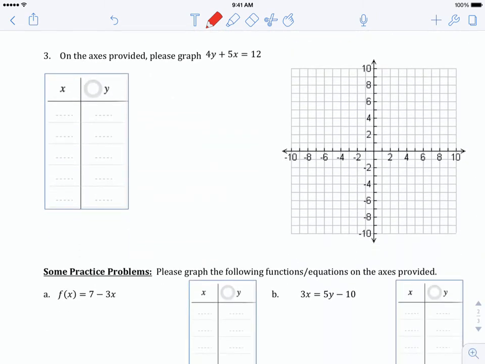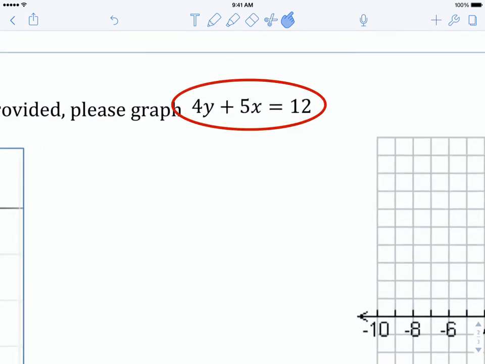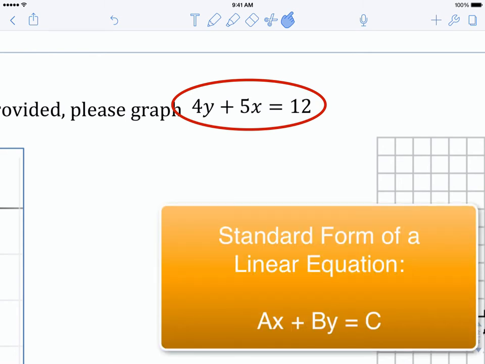Womp womp. In fact, this form, something x plus something y equals a number, is actually called the standard form of a linear equation. So for what it's worth, that's called standard form.